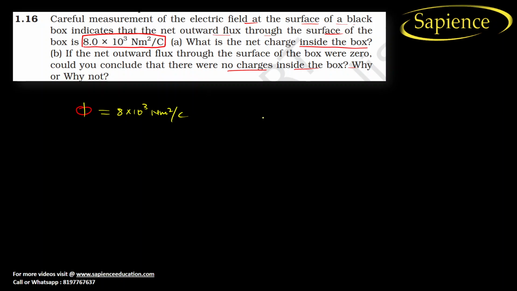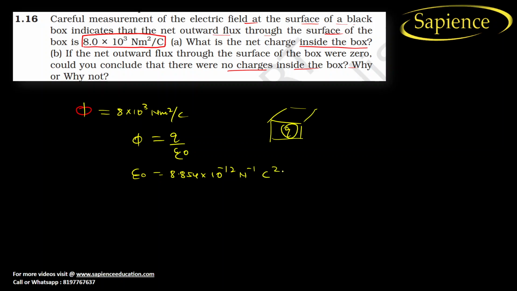For a body containing net charge, let us suppose there is a body and it contains some net charge, like q. So we need to find q. So phi is equal to q by epsilon naught. Also we have done this one, right? Epsilon naught is the permittivity of free space, and its value is 8.854 into 10 to the power minus 12 Newton inverse Coulomb square meter square.